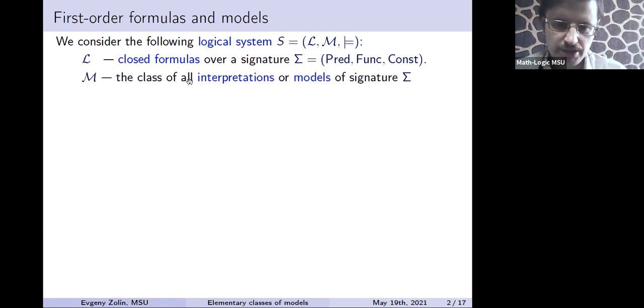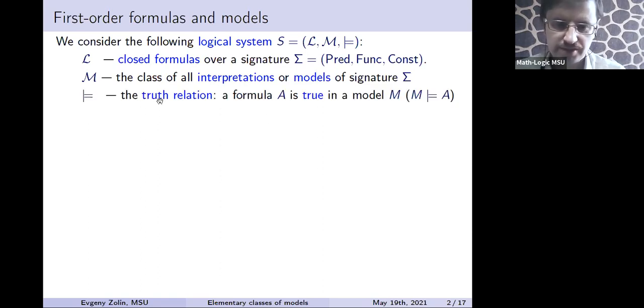On the semantic side, we have interpretations, or models, with signature sigma. Each model has some set, the domain, and for every predicate symbol, it has an n-ary predicate on this set D. For every functional symbol, we have a concrete function. For every constant, we have a fixed element of D. So we have formulas, we have models, and there is a bridge between them, the truth relation.